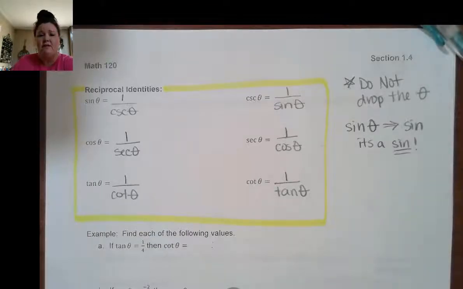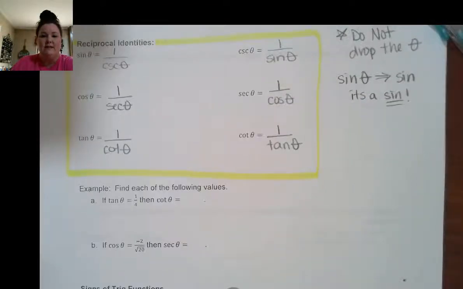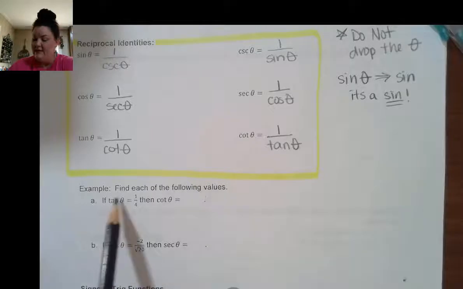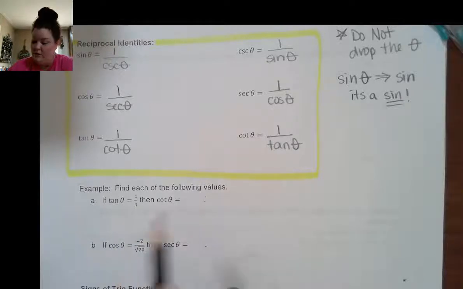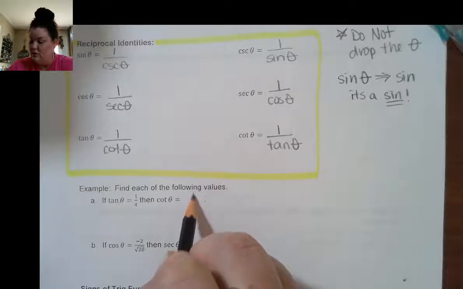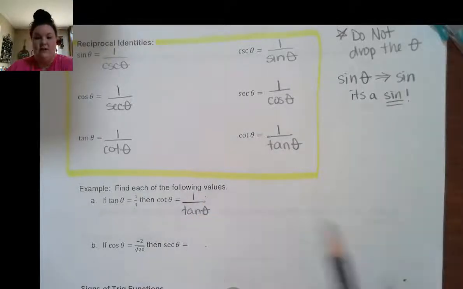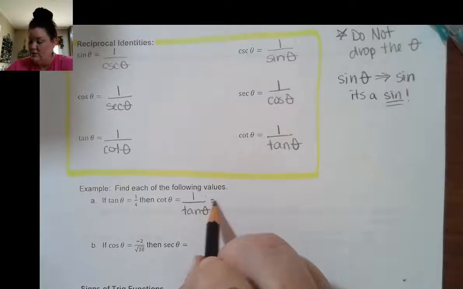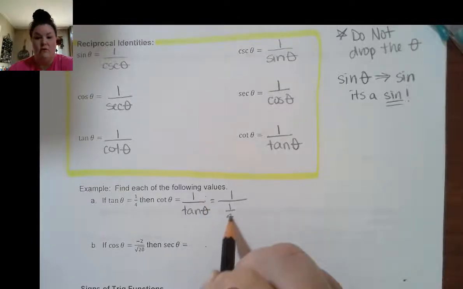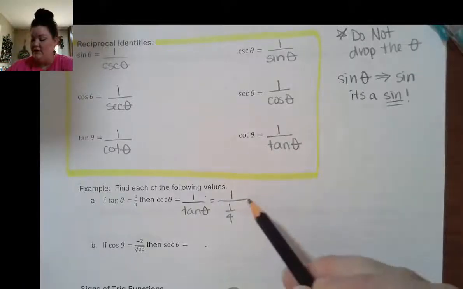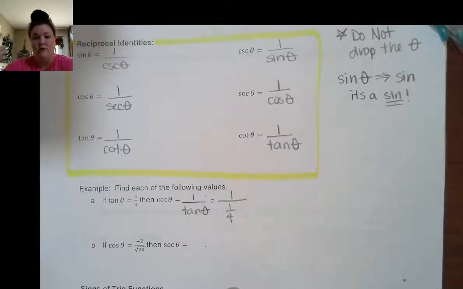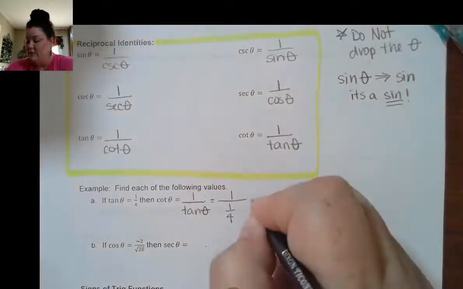So let's look at a few problems similar to that. If we look at the example down here, it says find each of the following values. If tangent theta equals 1/4, then cotangent theta equals what? Well, we know that cotangent theta is 1 over tangent theta, right? Or in other words, 1 over 1/4, right? And 1 over 1/4 means we just flip it, right? Or you can think of this as a division, and we're doing 1 divided by 1/4, and we flip and multiply. Either way, we end up with 4.